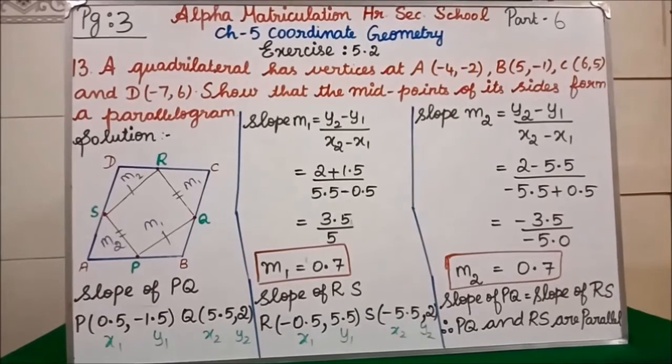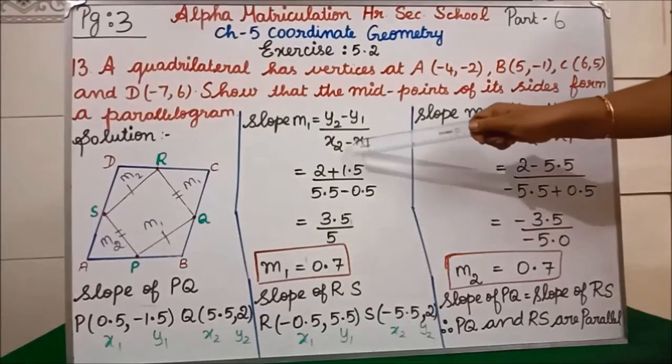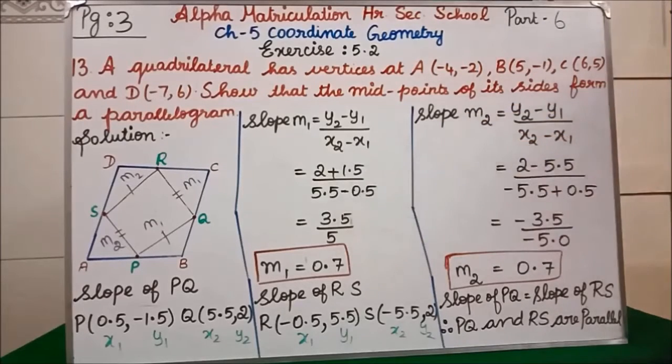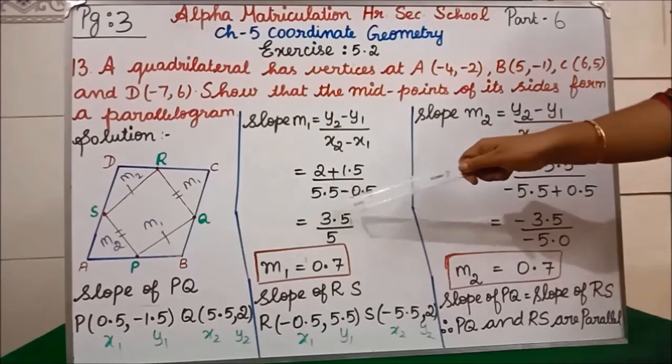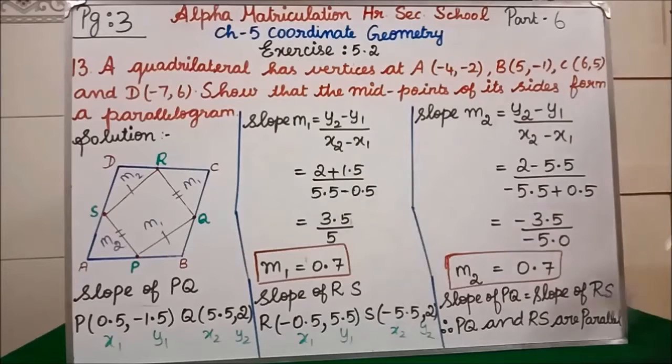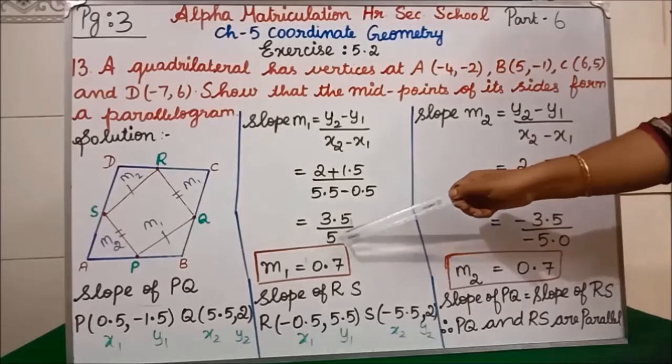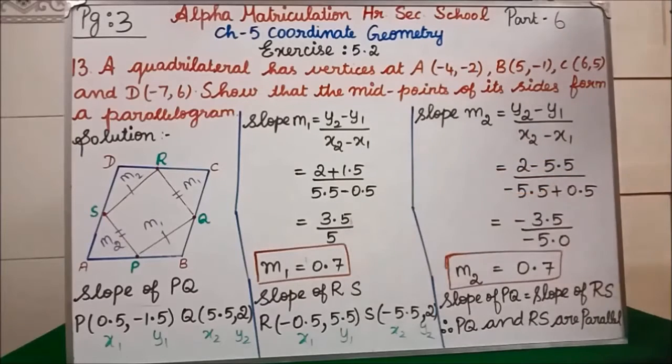Clear? So now if you see here, x1 value is 0.5, so minus in between, so here also minus. So 2 plus 1.5 is 3.5. 5.5 minus 0.5 is 5. Clear? So if you divide 3.5 by 5, we are getting slope M1 equal to 0.7. Otherwise, if you keep it like this, the same answer you have to get here also. Clear?